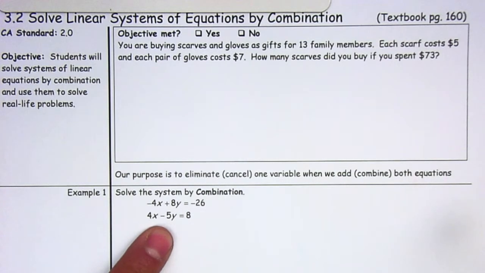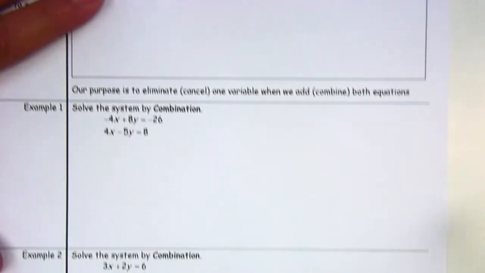The only thing that we're going to be doing is solving by combination, because if we look for a variable that's by itself, there's no x or y with a coefficient of 1. So we can still solve it by substitution, but then we're going to end up with a lot of fractions as we go through the process. Let's go and start with example number 1.